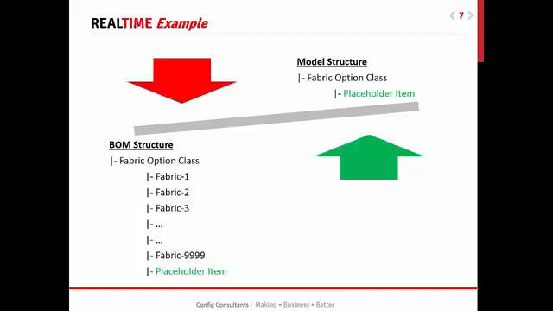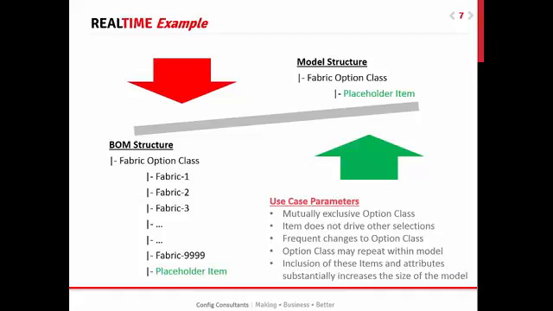In this illustration, we see that while 10,000 items exist within the BOM option class, only one item was passed to the model structure. The placeholder item is the item that will be swapped during runtime based on user selection.